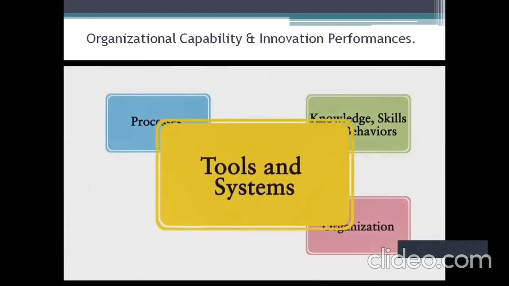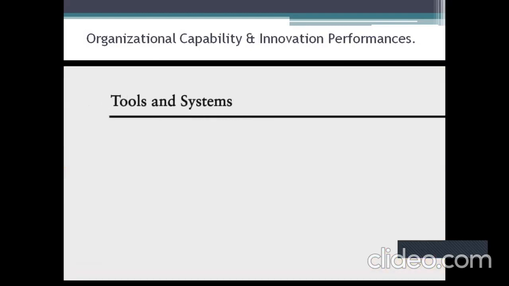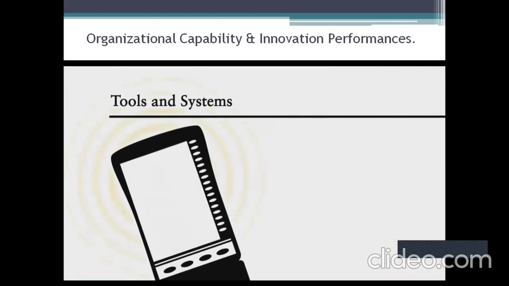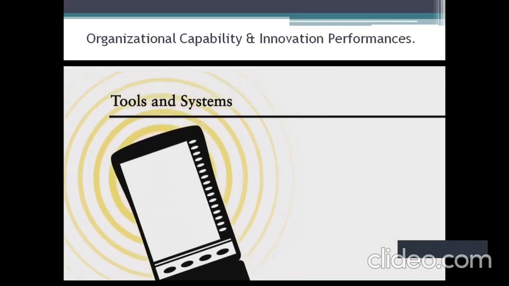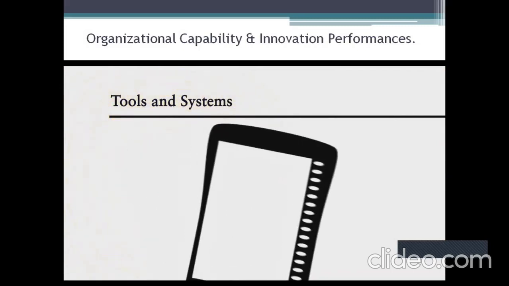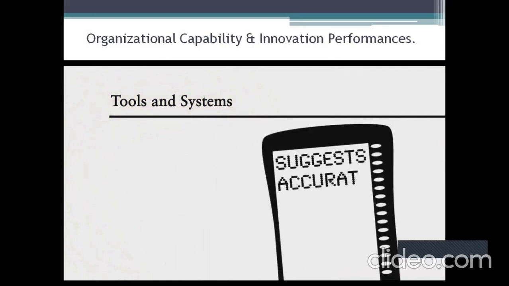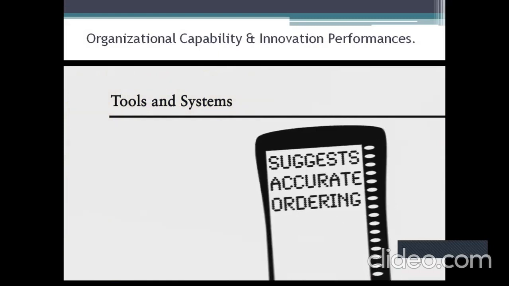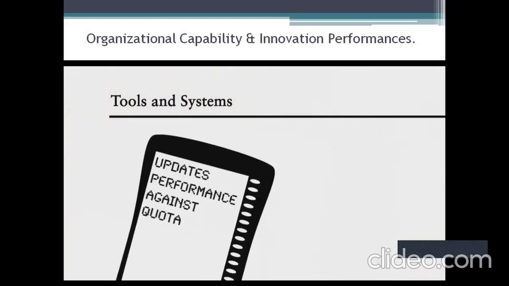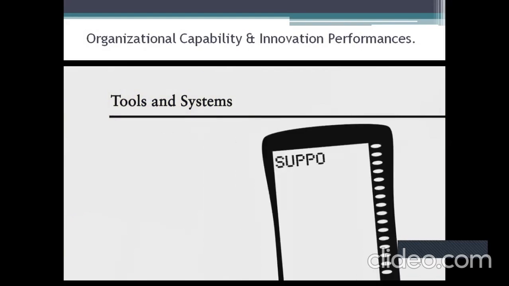well-oiled machine. Tools and systems add to this capability. Frito-Lay is said to have invented the handheld computer to enable its DSD capability. Each salesperson is equipped with a device that has become an indispensable tool and information source. It walks the salesperson through his or her pitch in real time, suggests a highly accurate order based on previous orders and actual store inventory levels, and updates the salesperson's performance versus quota before and after each call. The handheld computer also supports micro-marketing and helps the salesperson develop tailored solutions for individual stores.